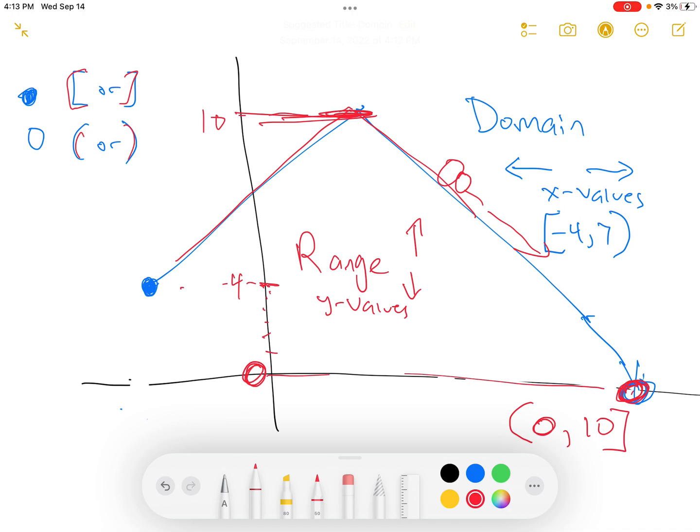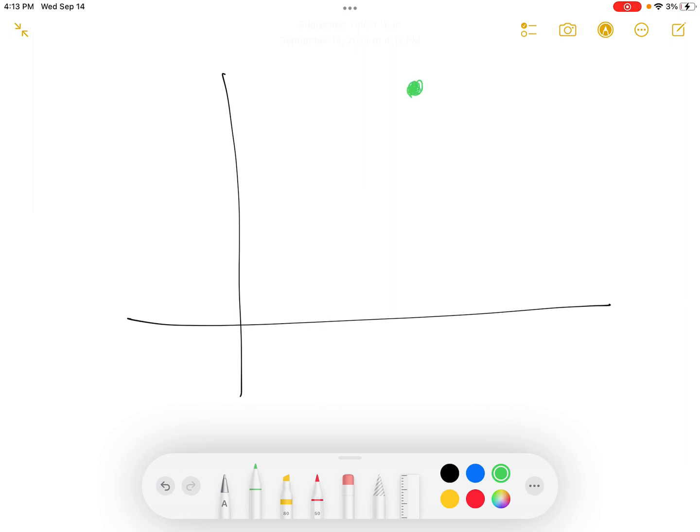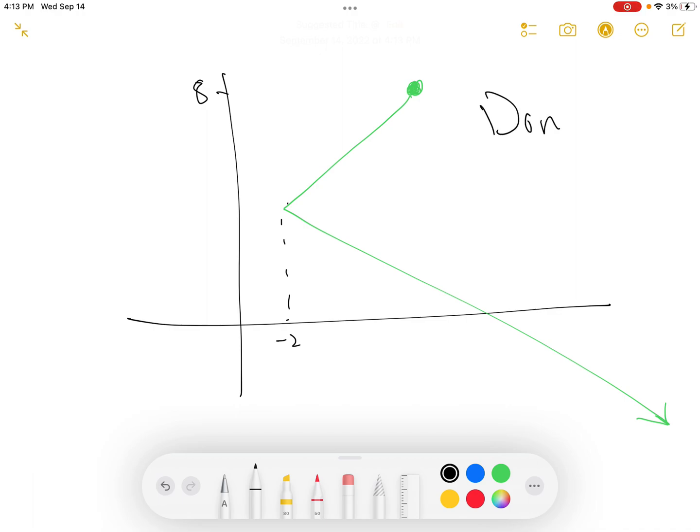Okay, let me do another one, and you guys try this one on your own. Okay, that should be everything you need to know on this guy. Go ahead and write your domain and your range. Pause the video and give it a go.